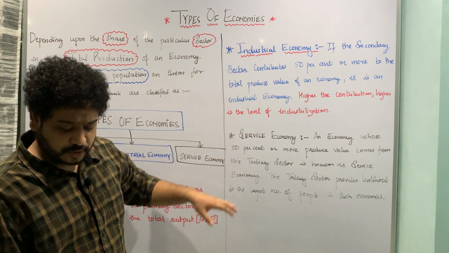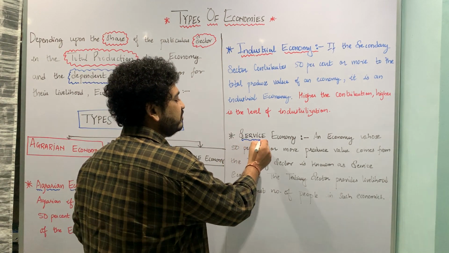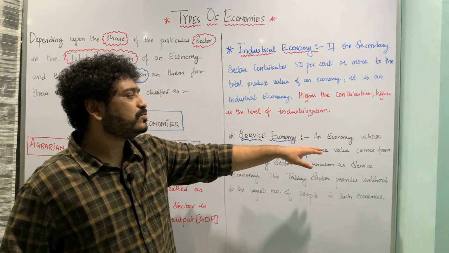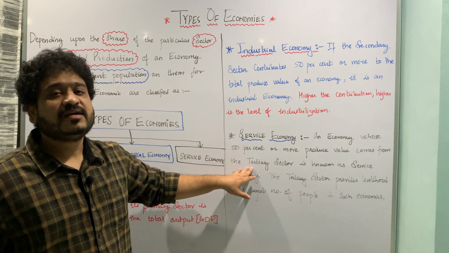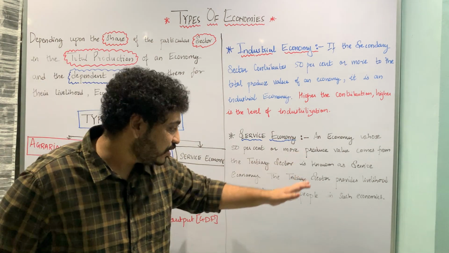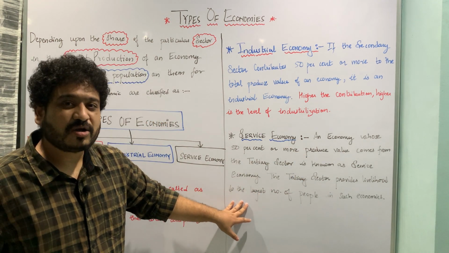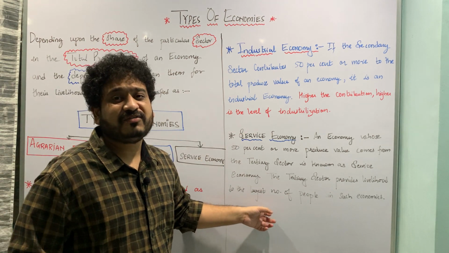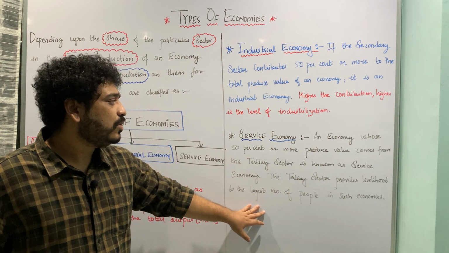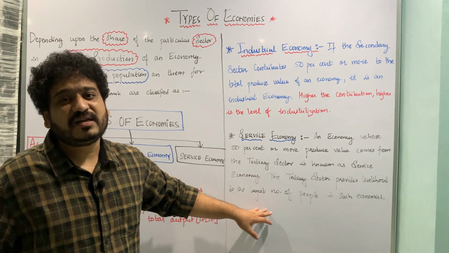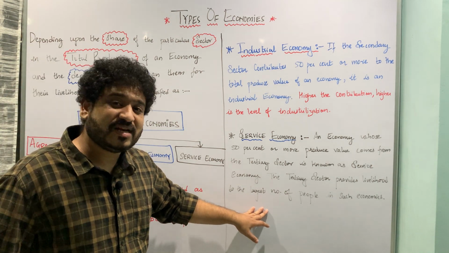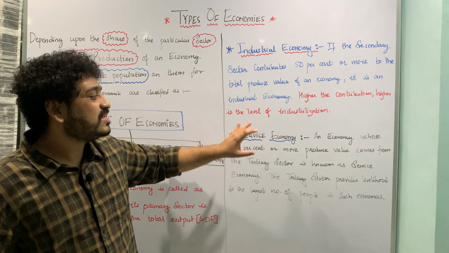Let us now look at what we mean by the service sector economy, or service economy. Any economy whose 50% or more produced value comes from the tertiary sector is called a service economy, and here the tertiary sector provides livelihood to the largest number of people in such economies. In the previous class, when I was talking about the different types of economic systems, I was talking about countries like Mauritius, the US, and Switzerland. They are based on services as an economy.